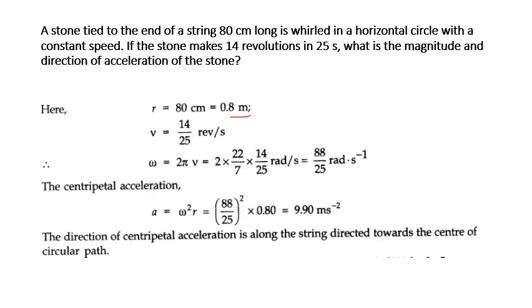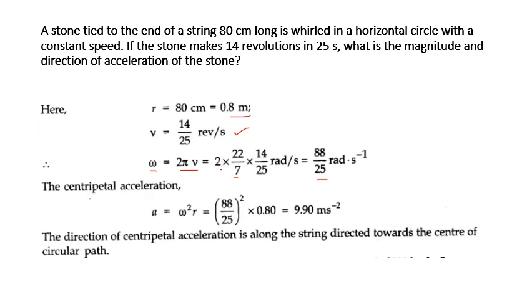And V is given as 14 divided by 25. That is 14 revolutions per 25 seconds. So V is given. And omega, what is omega? Angular velocity. So 2 pi V. So 2 into 22 by 7 into, in place of V, we substitute 14 divided by 25. So what is omega? 88 divided by 25. Then your question is, what is the magnitude and direction of acceleration?